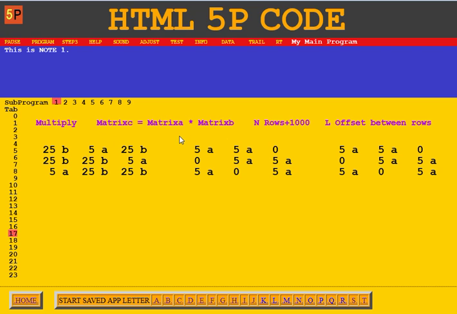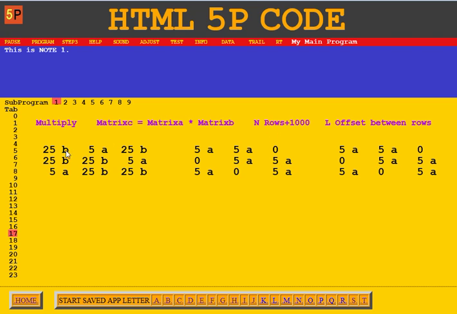Now, in order to tell the P code that these are matrices, you add 1,000 to the number of rows and put that in the control register N. Alright, well there are 3 rows. So in this example, N, control register, was set to 1003. That tells it they're matrices and not vectors.